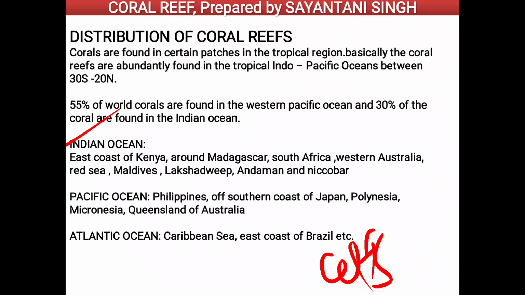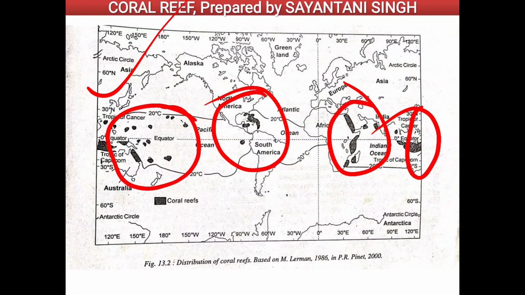Next one is the Atlantic Sea. There is a very small amount of coral found in the Atlantic Sea, but the Caribbean Sea and the east coast of Brazil are confined to the coral polyps or coral reefs also.